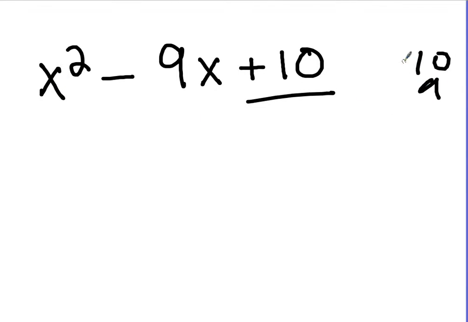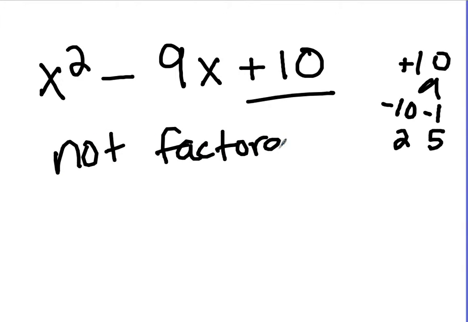Okay, so let's look. Factors of 10: 10 and 1. There's also 2 and 5. If they're both positive, 10 plus 1 is 11. So no. Negative 1 and 10? Let's see. If we do negative 1 and negative 10, positive 10. Okay, so let's try that. 10 times negative 1 would be negative 10. Is this positive 10? No. Let's make them both negative. Negative 10 plus negative 1 is negative 11. What's going on here? This one is not factorable. If you can't find any combination, it's not factorable. Sometimes we call it prime.